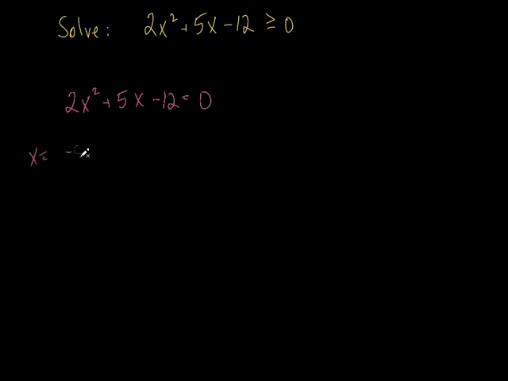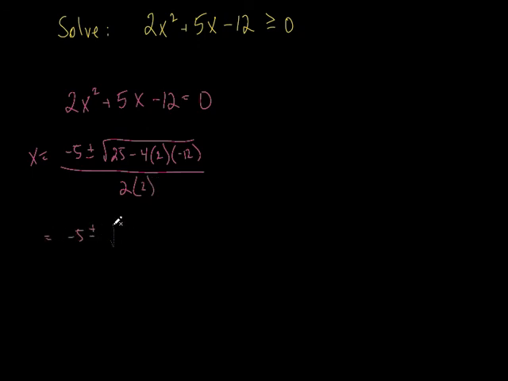Okay, negative b plus or minus the square root of b squared, which is 25, minus 4 times a times c, and that's all over 2a, or actually 2 times 2, which is 4. We'll do that in a sec. All right, so it's negative 5 plus or minus the square root. What do we get here? 96, is that right? Yeah, 8 times 12 is 96, and it's plus. So 25 plus 96 is what? 121.